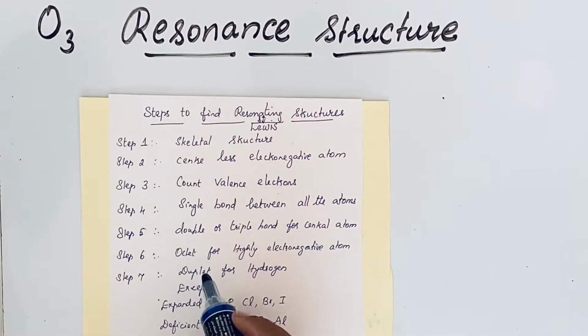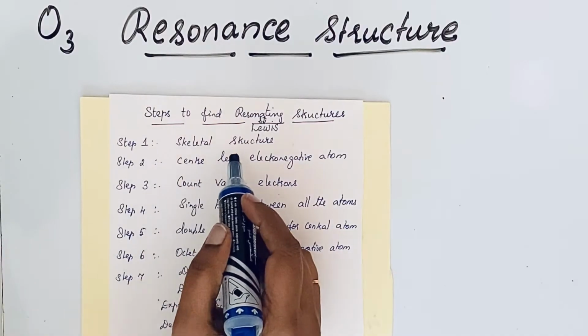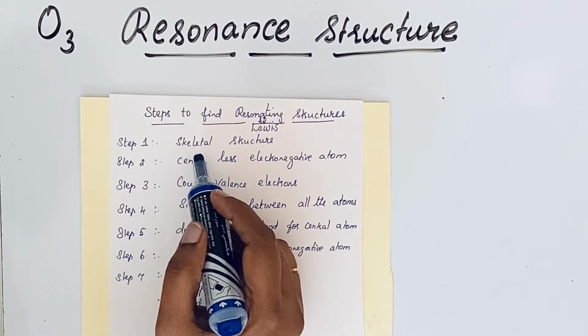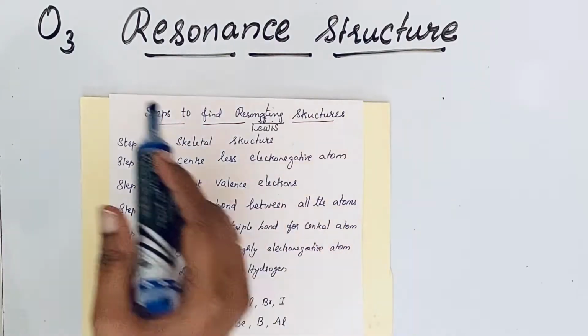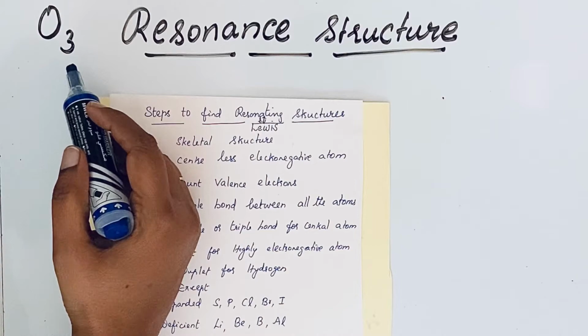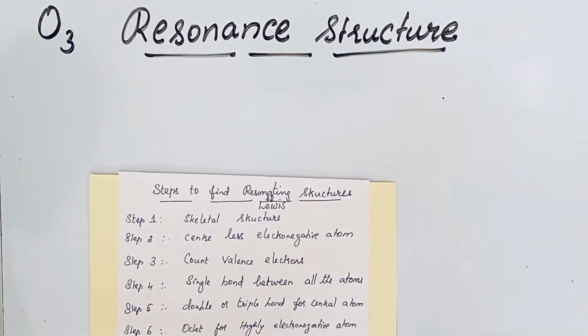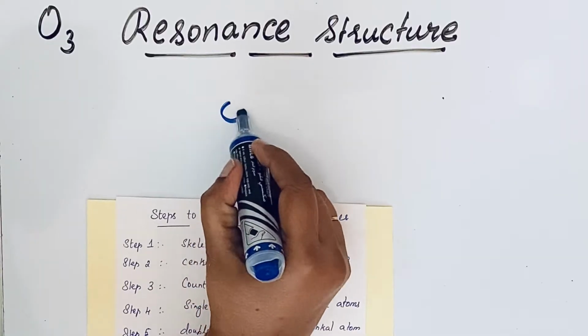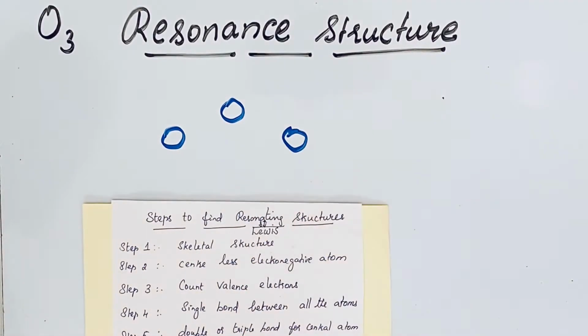So here are the steps we need to follow to write that Lewis structure. Look at the first step, skeletal structure. When you draw the skeletal structure, see step 2, the center should be the less electronegative atom. In O3, ozone is made up of 3 oxygen atoms. So we can write 3 oxygen atoms, with one around 2 other oxygen atoms.